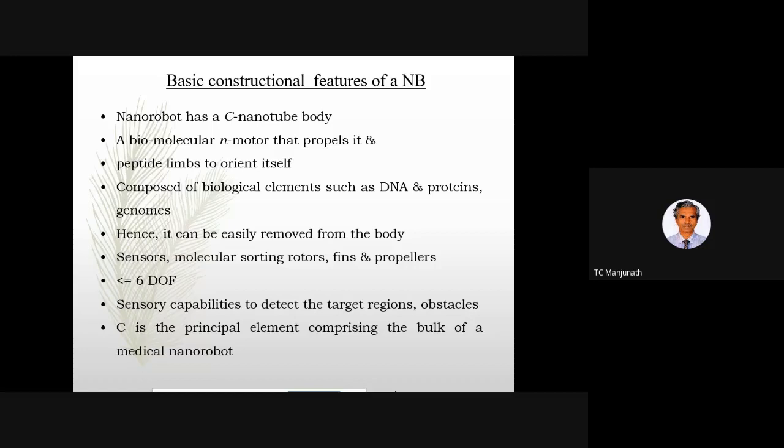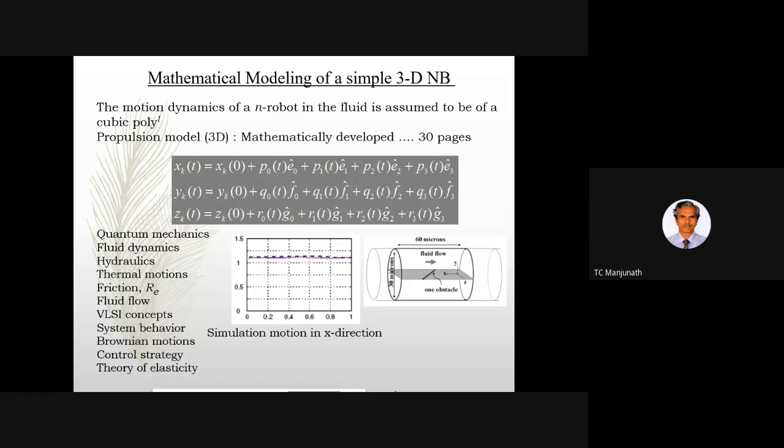The main component we have used is the principal component, carbon, which is the bulk of a medical nanorobot. First, our students have done the mathematical modeling. Nowadays, research scholars and students directly take the model from some base paper, do some simulation and produce the result. But we have developed the mathematical model.